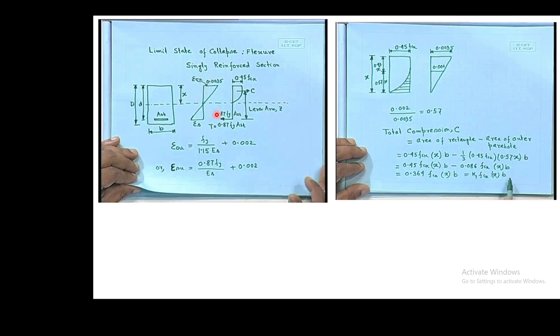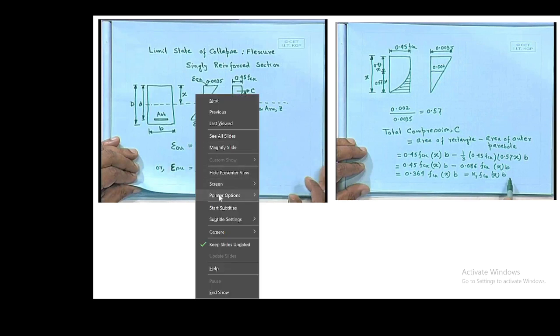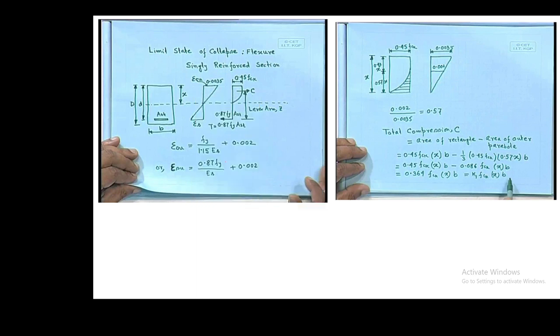This is the strain envelope, where it is always assumed that the concrete will reach the maximum strain of 0.0035. This is already given in the IS codes, and we have to consider that only. The strain in the steel should always be greater than Fy by 1.15 Es plus 0.002.